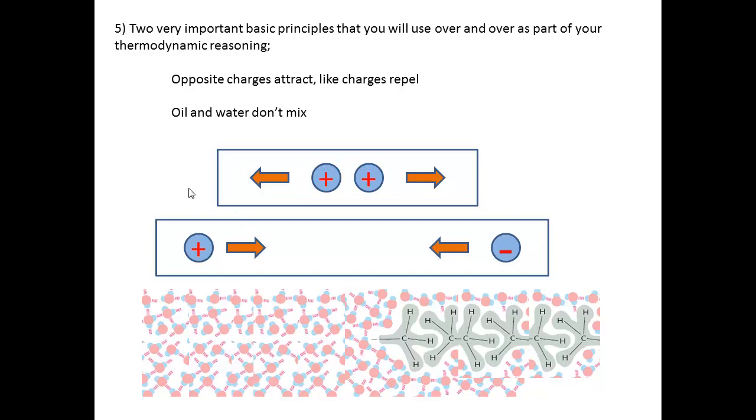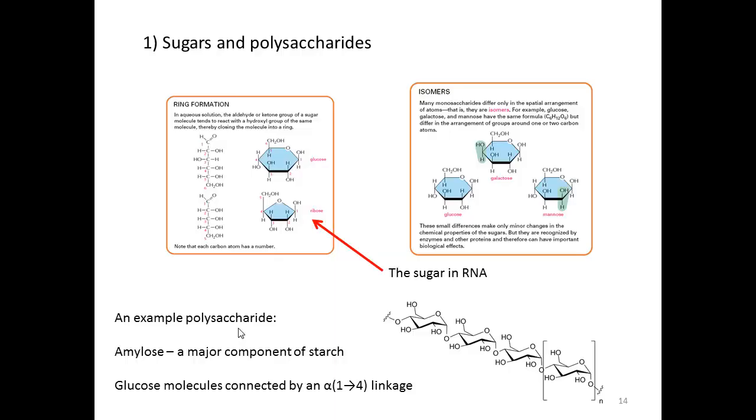And as we use many times in this class, there are two very basic rules of thumb, which we use over and over in our thermodynamic reasoning. One is that opposite charges attract, like charges repel, and the other is that oil and water don't mix, which we use as shorthand to indicate that hydrophobic molecules tend to partition away from hydrophilic molecules. From these two simple rules, many biological phenomena can be rationalized.